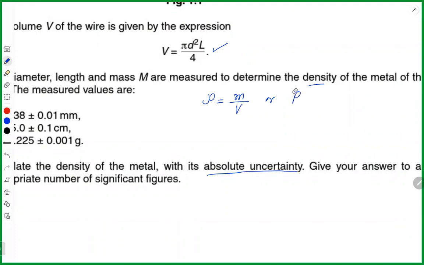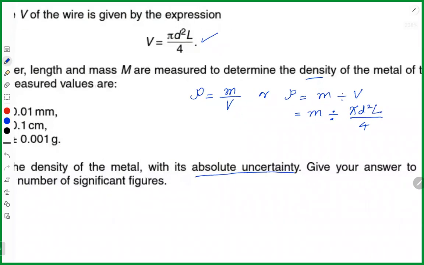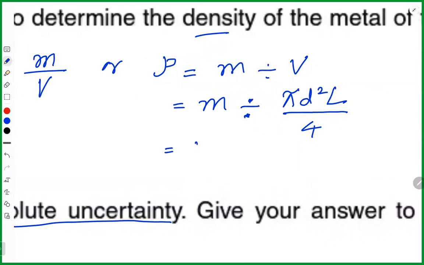For people who are not very comfortable with fractions, they can write mass divided by volume. So it is mass divided by, let's input the formula of volume over here, pi d square L over 4. If you remember solving division in fractions, what we used to do was write the first fraction as it is, replace the division sign with a multiplication sign, and reverse the fraction coming ahead.